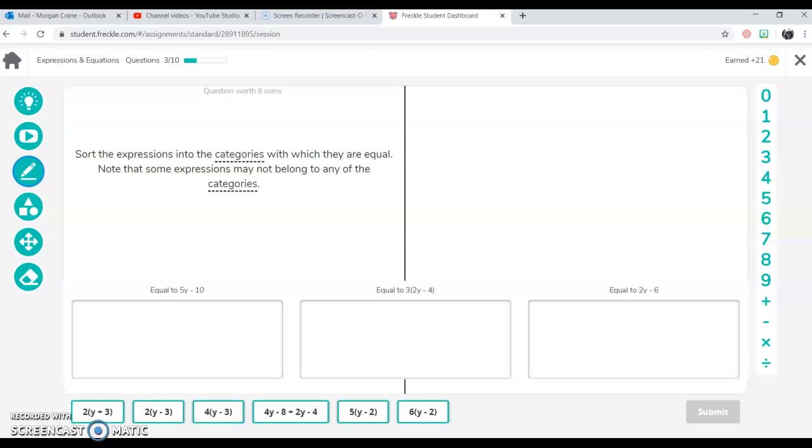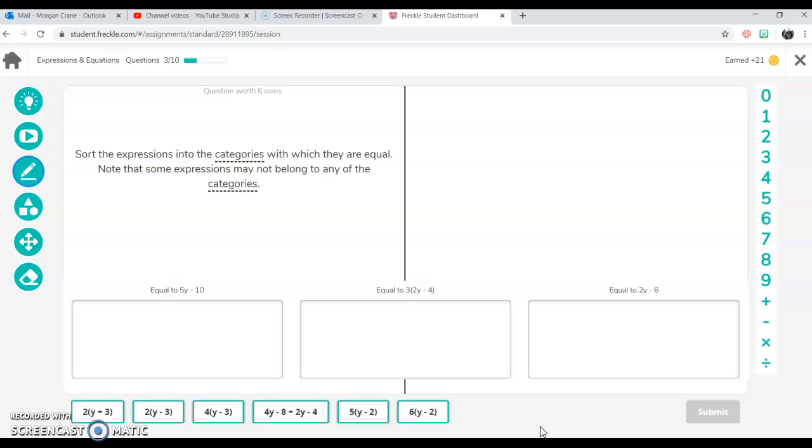Sort the expressions into the categories in which they are equal. Note they may not belong. So we are going to take these down here. You see my little pointer of all these problems. You are going to have to figure out if they're equal to these expressions up here. Now some of them may not work. So I'm going to do an example of one that works, an example of one that does not work. Mostly down here, you're going to have to use distributive property and pay attention to your plus and minus signs. This one you're going to have to use like terms. And I would solve these down here. It'll be easier than trying to solve these problems here.